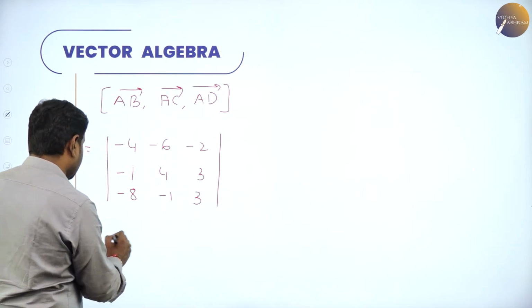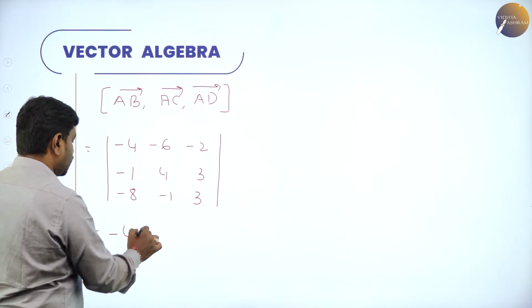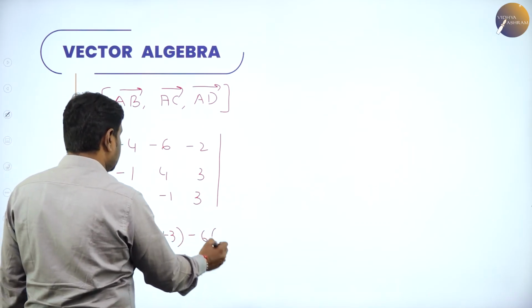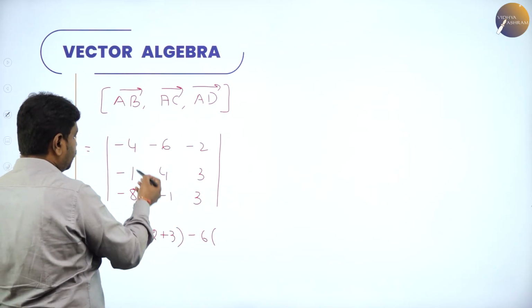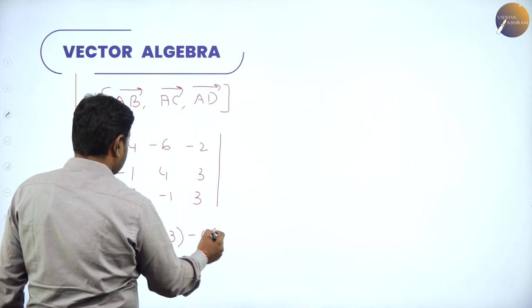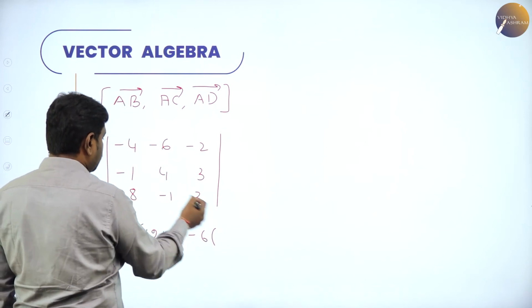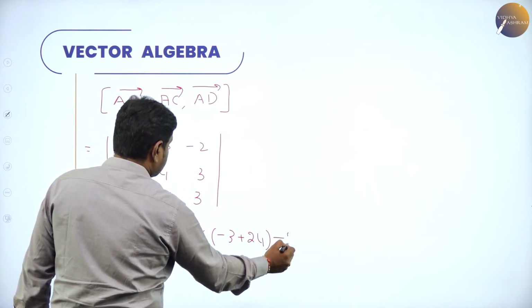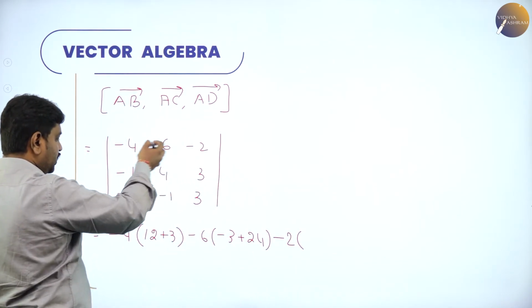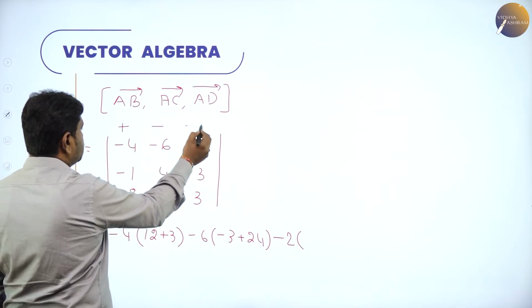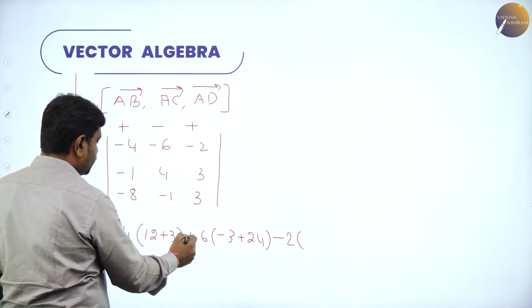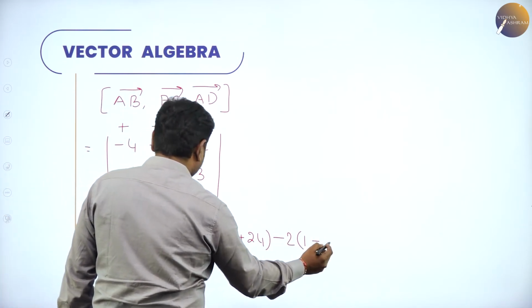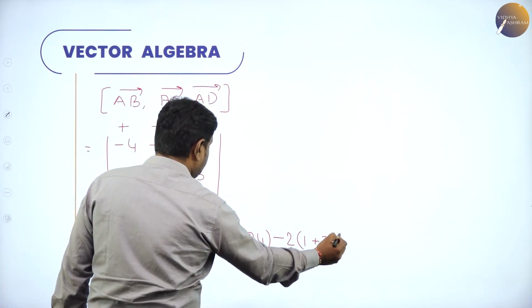Expand this carefully. So minus 4 into, delete the row and column, 4 times 3 is 12, plus 3. Minus 6 into, delete the row and column, minus into minus, so minus 3 plus 24. Minus 2 into, delete the row and column, here plus minus plus, minus of minus becomes plus. So it will become 1, minus of minus, 8 fours are 32.